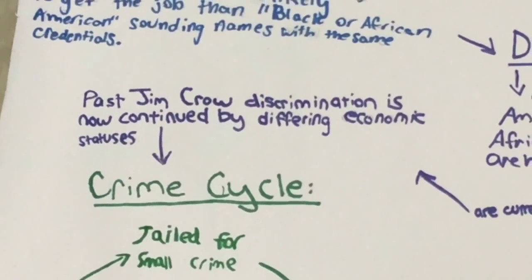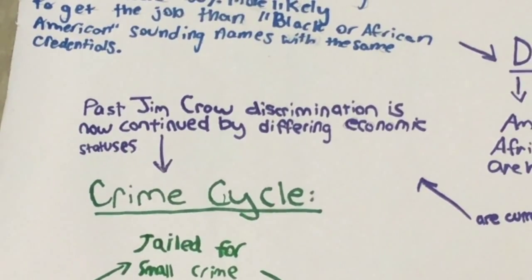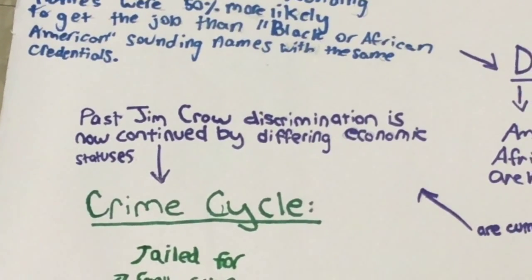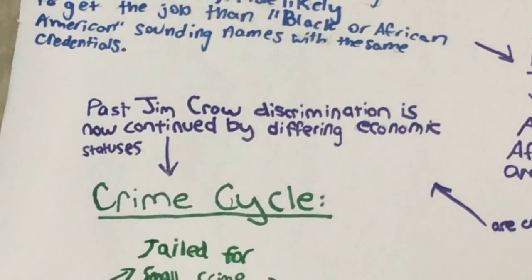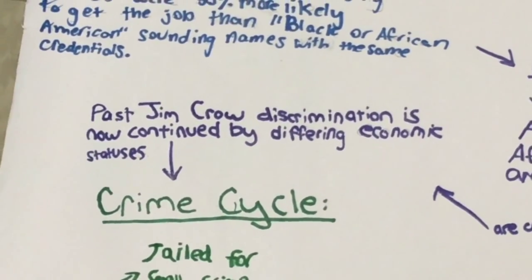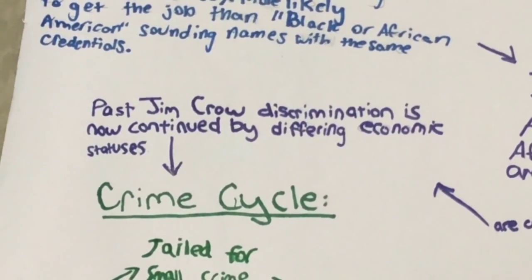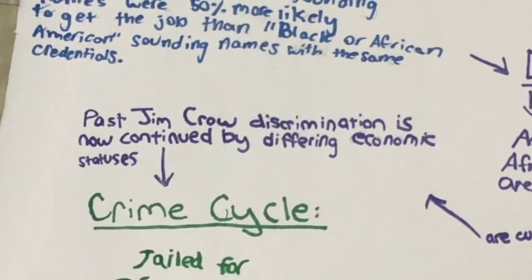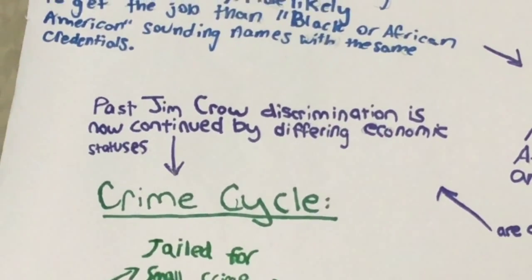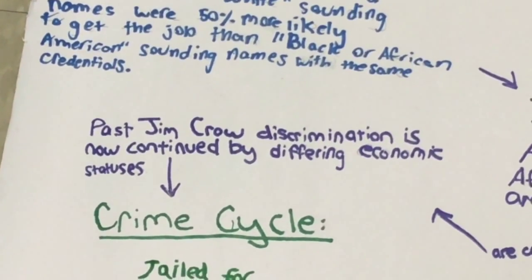So past Jim Crow discrimination is now continued by differing economic statuses, because we look at the way our different socioeconomic statuses are divided in today's economy and today's United States, and it's almost a racial divide. You look at the worst part of the inner city in a city, and you look at the best part of the inner city, and you will see a clear racial difference.